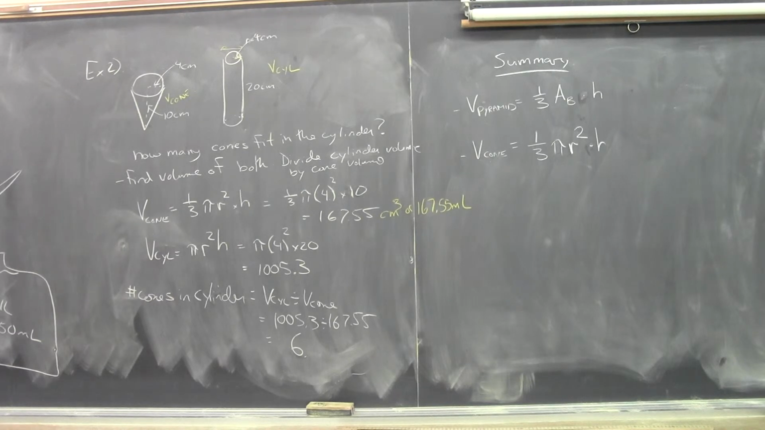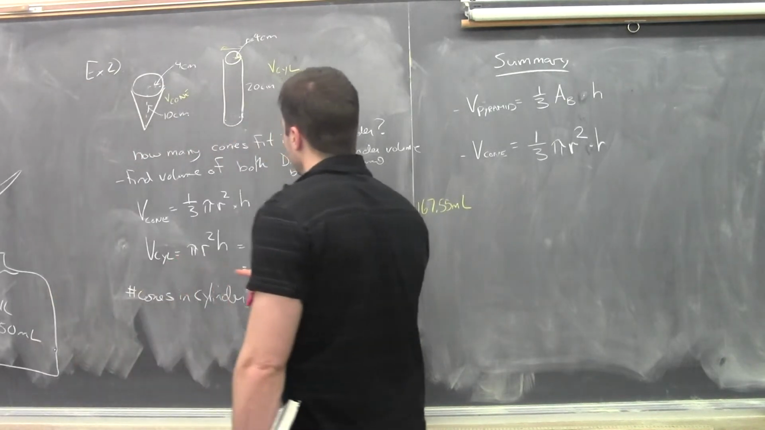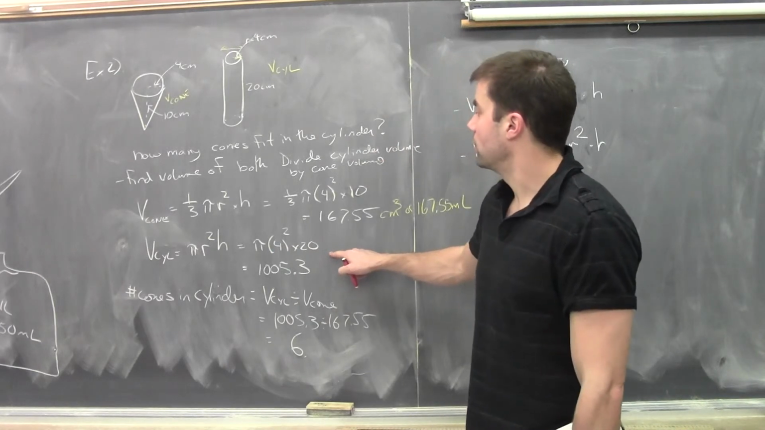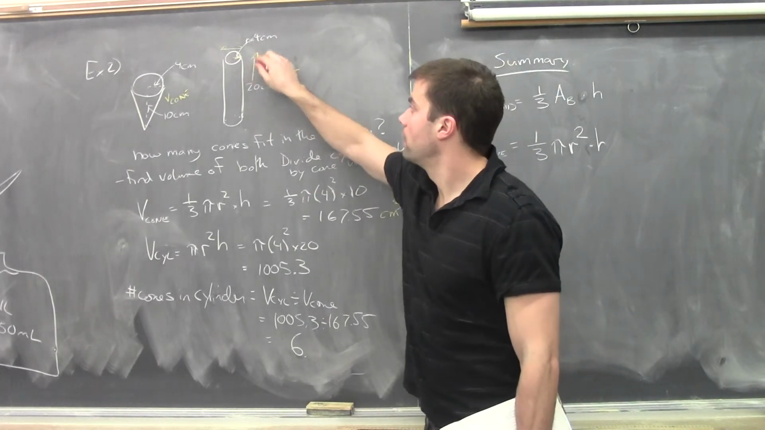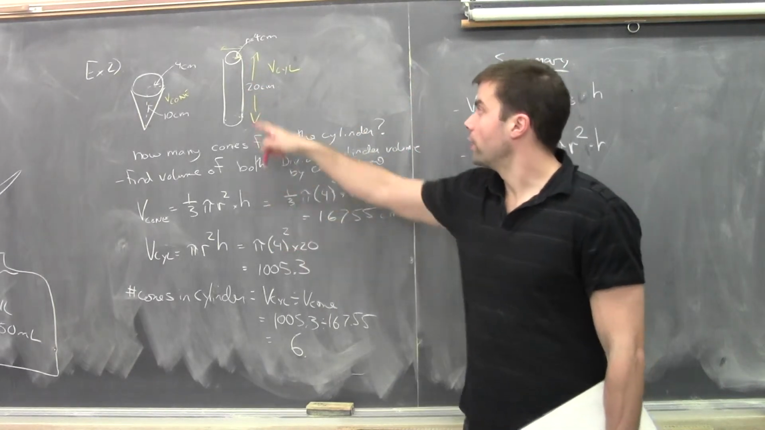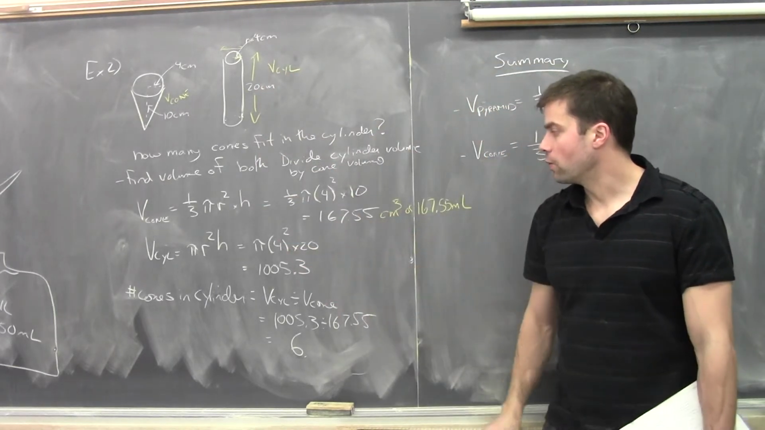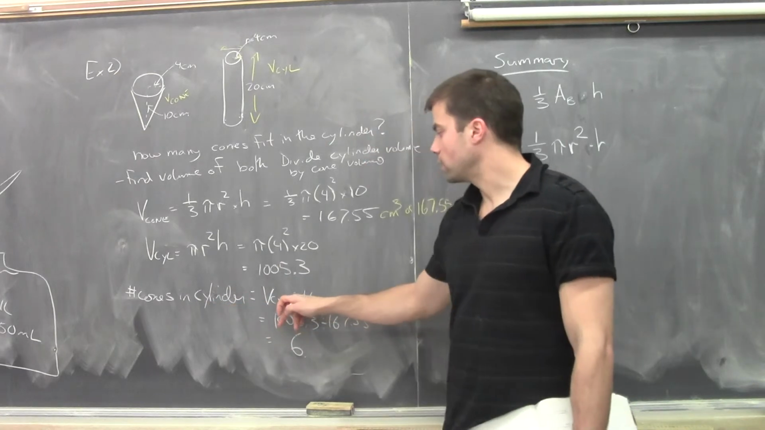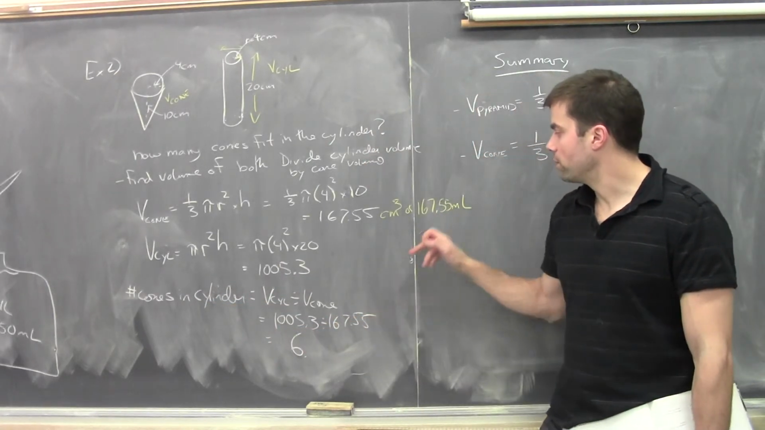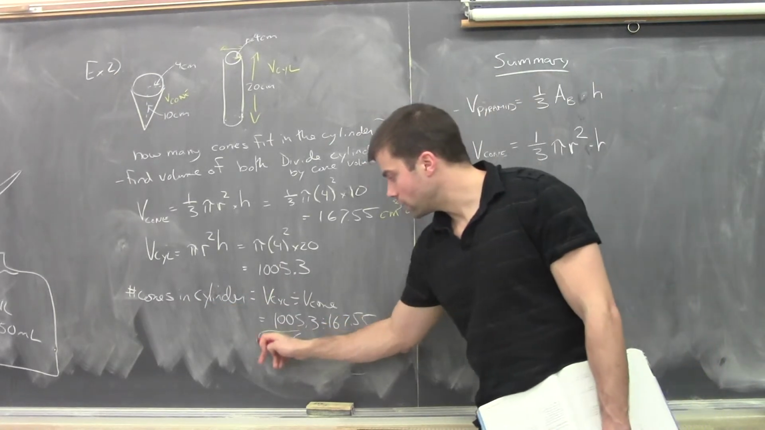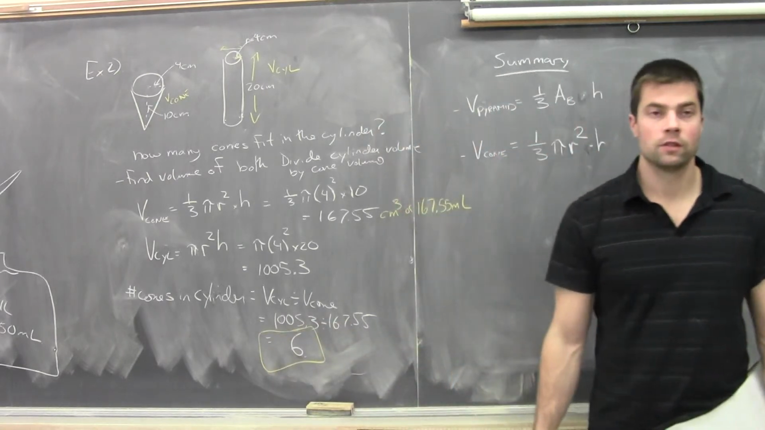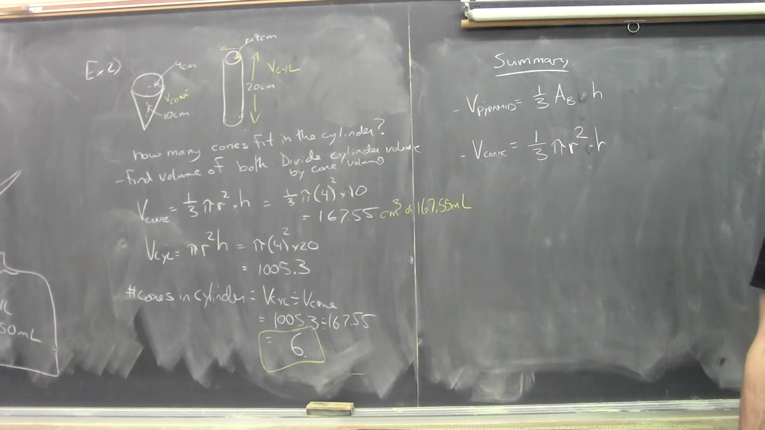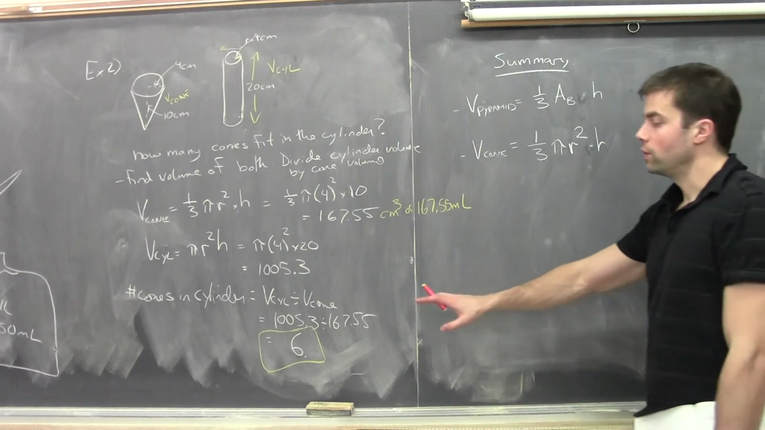Okay? All right, so we're finding the volume of the cylinder, pi r squared times height. So again, our height here is given as 20. Our radius is 4, so we get 1,005. To figure out the number of cones in the cylinder, we take the volume of the cylinder, divide it by the volume of the cone, and we get a nice round even number of 6. Okay? Again, a word problem, you finish this off with a sentence.